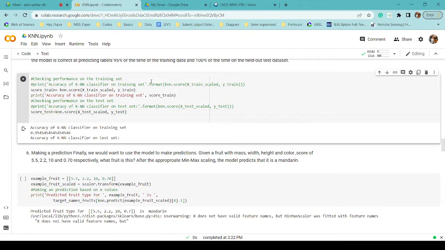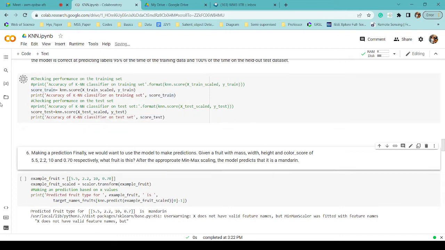And now I'll print this again. So let's do this: accuracy of KNN on test set. And instead of this, I'll write test. Now, hopefully, I'll get the result. Yeah, so let's do this.